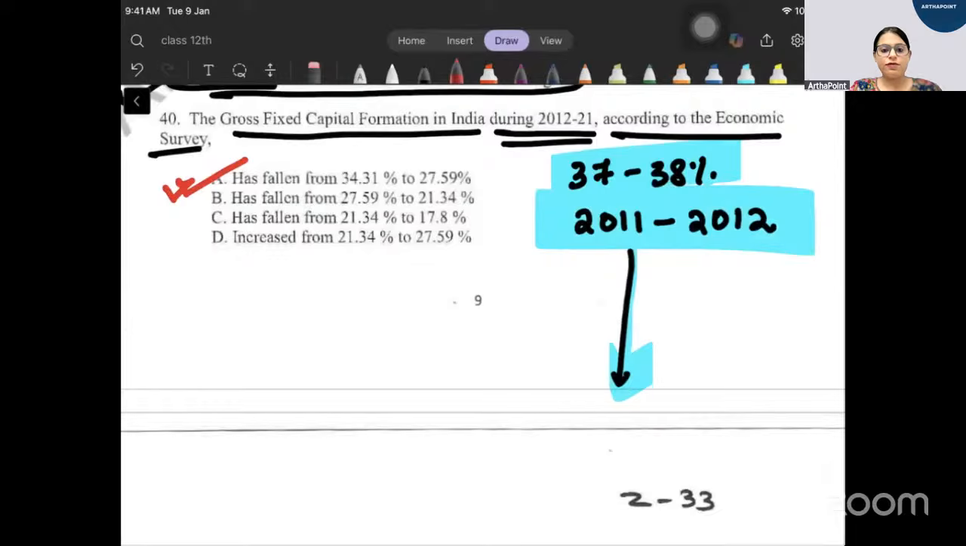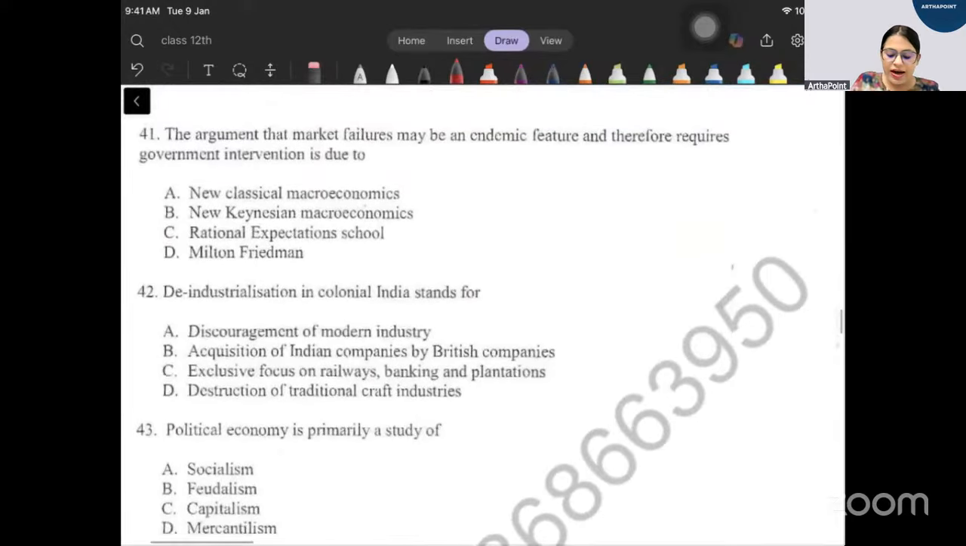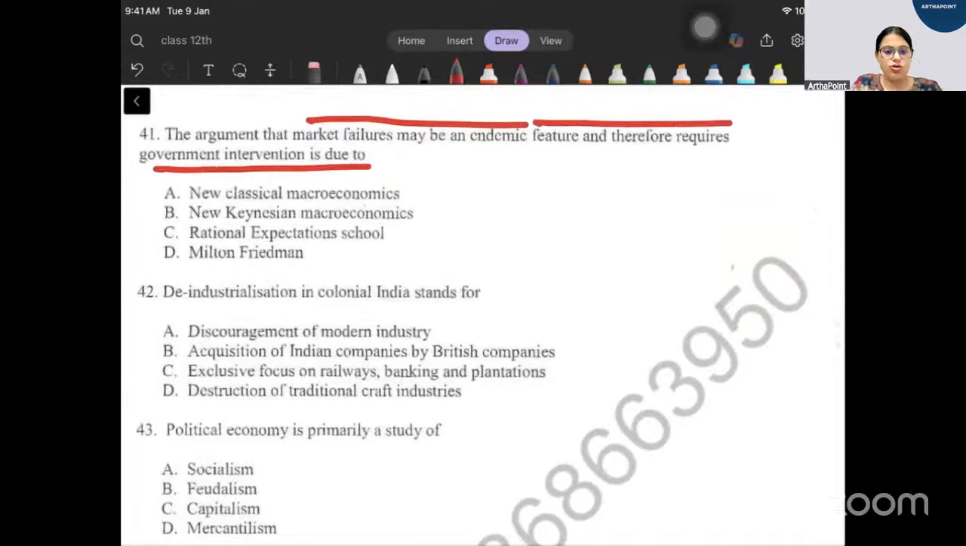Question number 41. The argument that market failure may be an endemic feature and therefore requires government intervention is due to new classical macroeconomist, new Keynesian macroeconomist, rational expectation, or Friedman. Answer this. Question number 41. Guess it, but write something so that you remember that you got this question wrong and now we have to make it correct. So write, think about something at least.